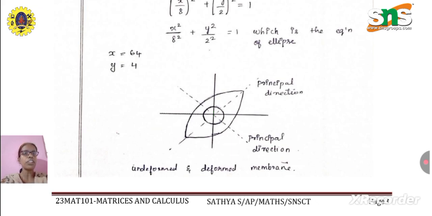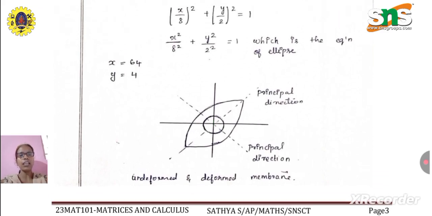Okay. 45 and 135. 45 is going to pass through the origin. Both cases pass through the origin. Okay. If it is positive direction, 45 degree means you can make it the principal direction which passes through the origin. The X direction has negative, which is 135 degree. Okay, so this is the undeformed and deformed membrane.